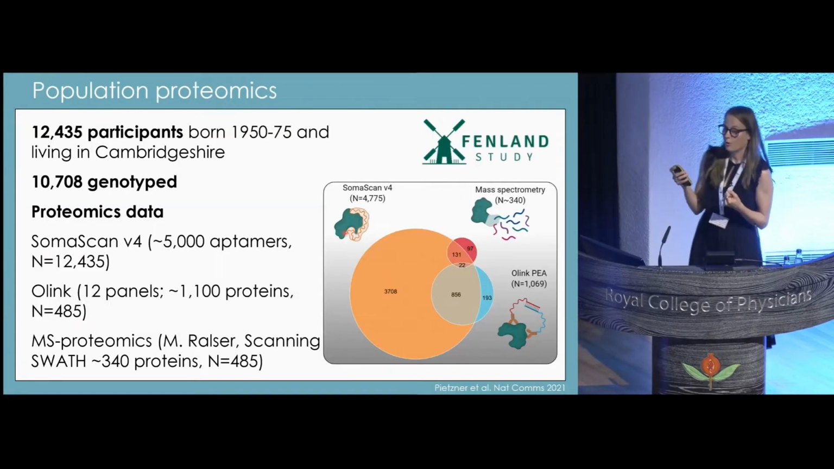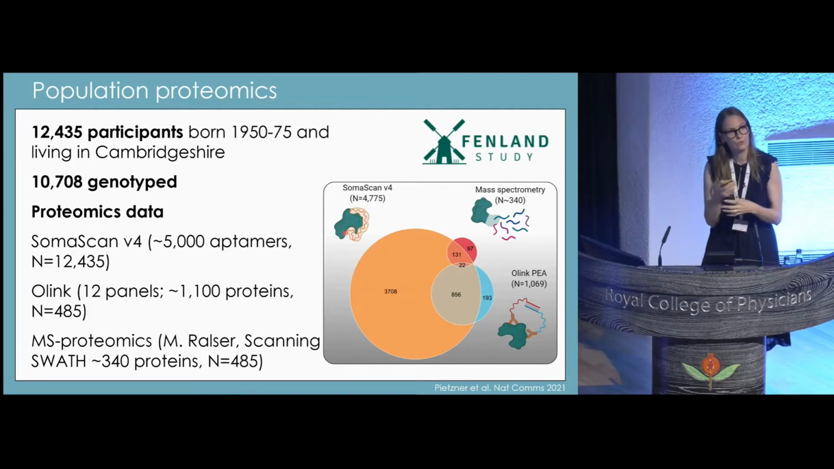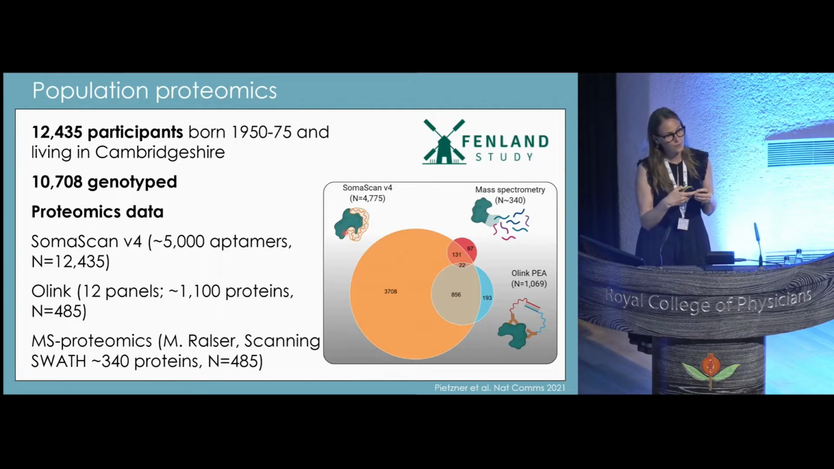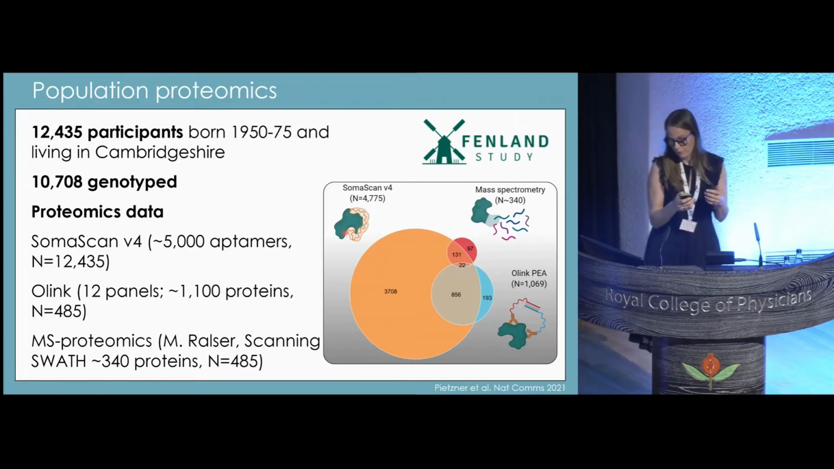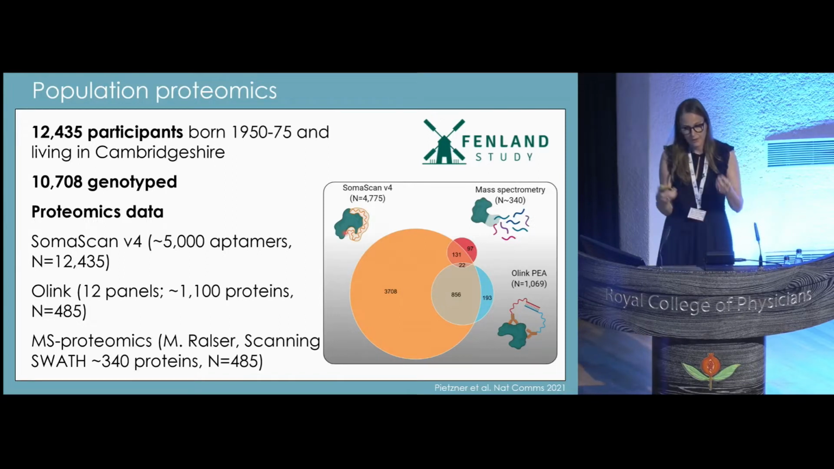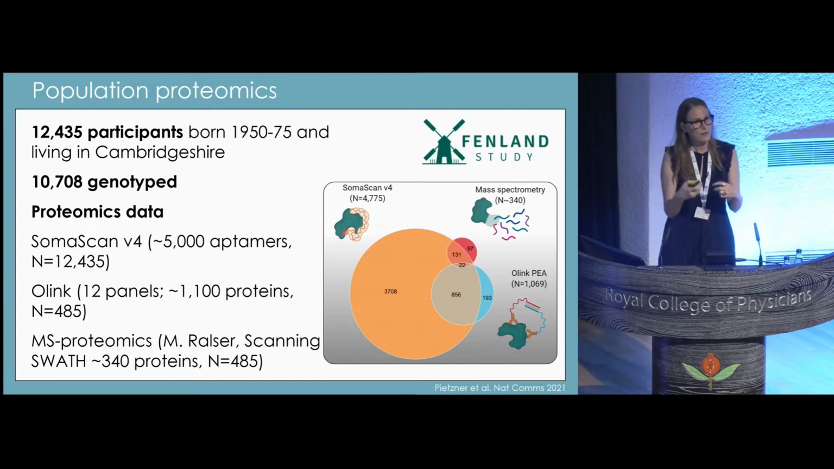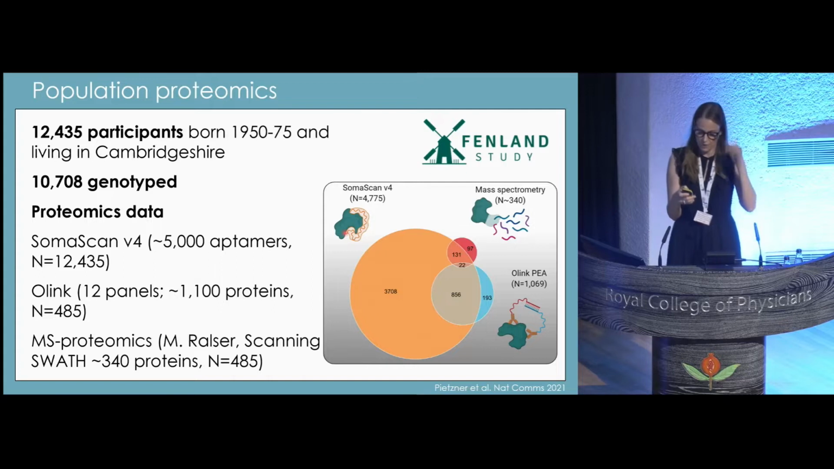So we were lucky that early on, through collaborations, we've been able to do large-scale plasma proteomics in this study. The Fenland study is participants born and living around Cambridgeshire. And the reason why this study is useful for this purpose is they're relatively young and treatment naive at this stage. So mostly healthy individuals, no long-standing chronic conditions.